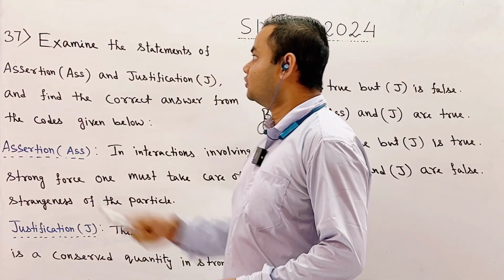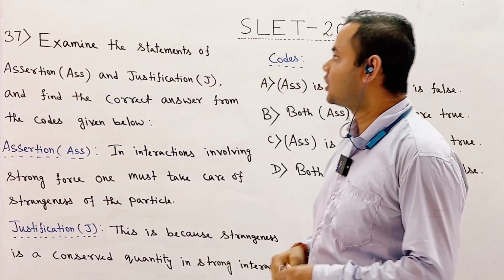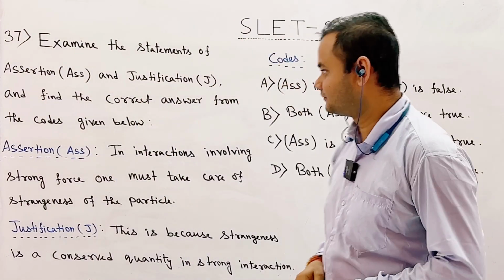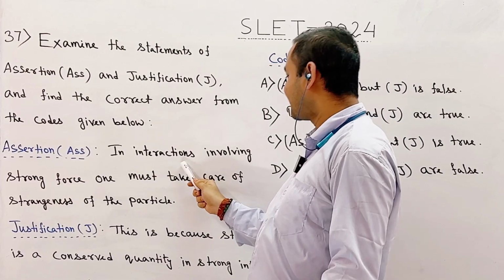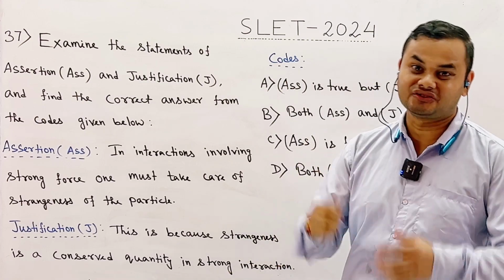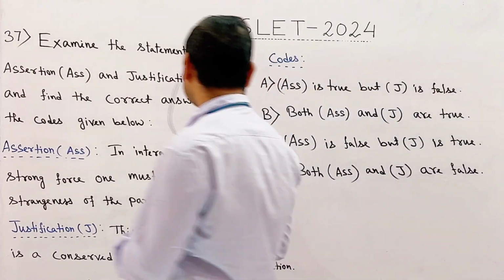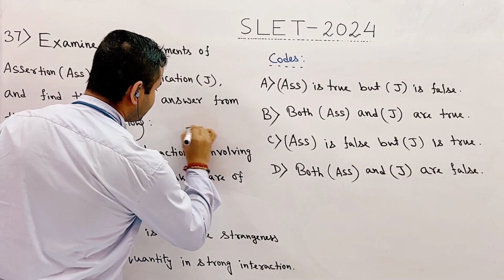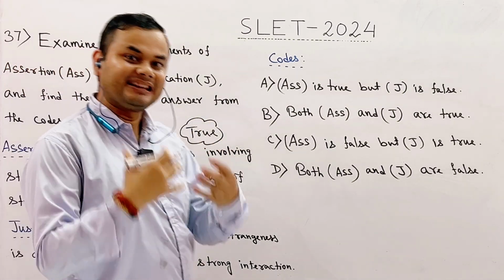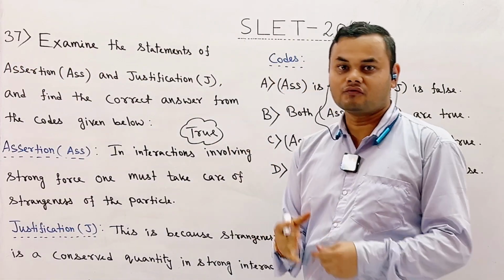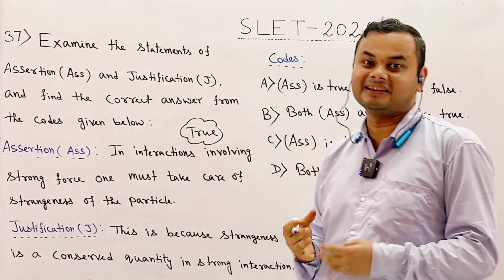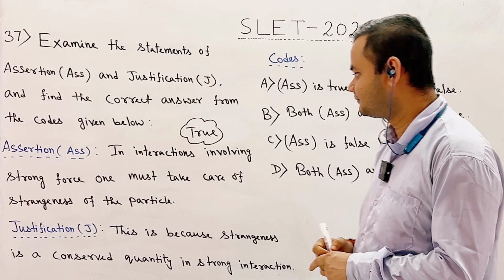Next, let us move to question number 37. This question number 37 is an assertion justification type question. Assertion: in interactions involving strong force, one must take care of strangeness of the particle. This statement is true. Of course, in interactions involving the strong force, we have to take care of strangeness of the particle because they can affect the outcome of an interaction.